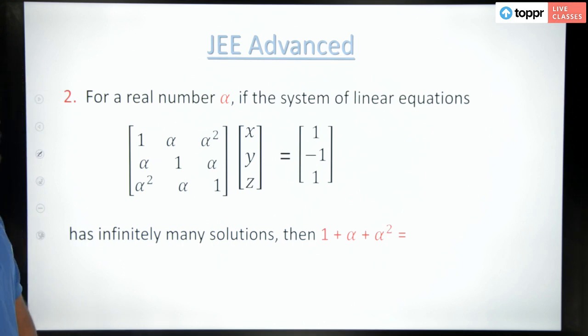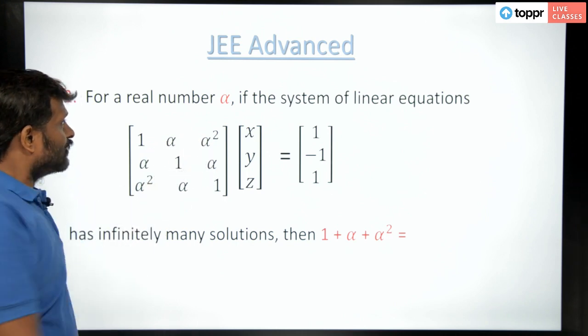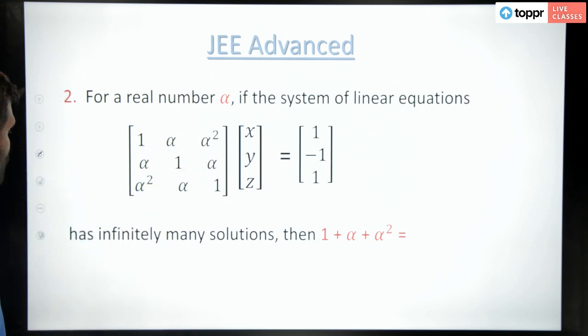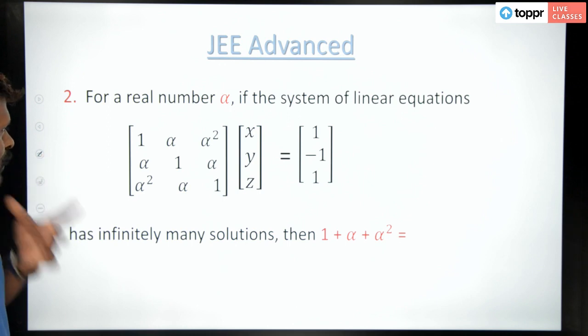The second question says, for a real number alpha, alpha is a real number here. Where is alpha? This is alpha here. If the system of linear equations has infinitely many solutions, then what is the value of 1 plus alpha square is the question given to us. Okay. So, how can we do this one?